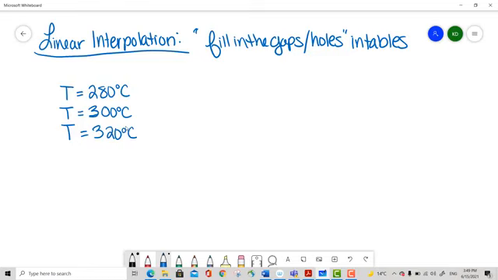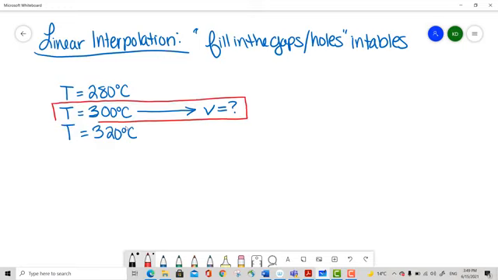Now what are we trying to find? We're trying to find the specific volume at 300 degrees Celsius. This is what we're trying to find, right? This is the question mark. This is what we're looking for. But what we have is this data right here. We can get this and we can get this. So let's go ahead and get that.